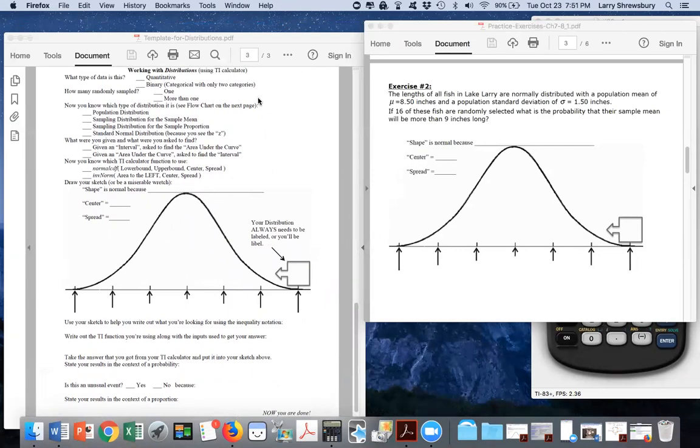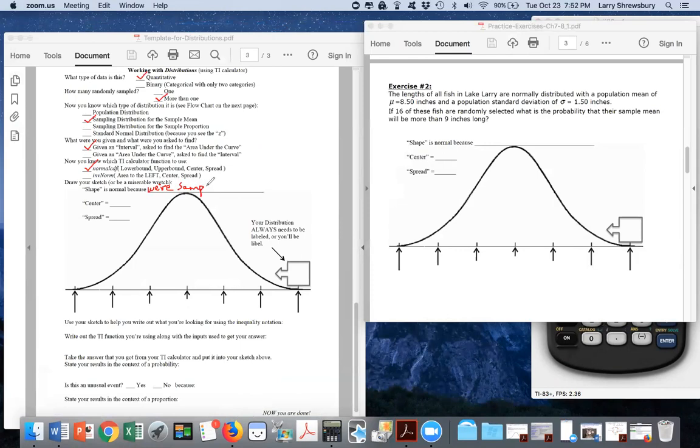So we'll go ahead and do that. It was quantitative data, so we'll just put a little check there. And more than one. Well, if it's quantitative and more than one is being randomly sampled, that's how we know it's a sampling distribution for the sample mean. Now, we were given an interval, which was more than 9 inches, and we're asked to find a probability, which is an area under the curve. Well, if that's the situation, then this is a job for normal CDF. Shape is normal because we're sampling from a normal population.